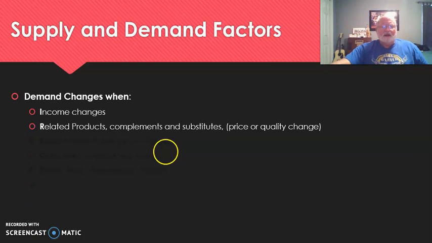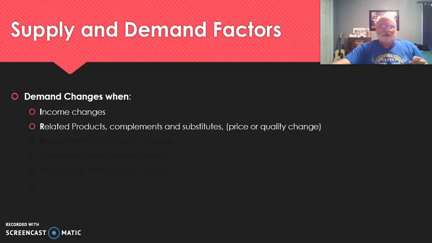Related products, complements and substitutes. I hope you remember what these things are. A complement is something that goes with something, like peanut butter goes with jelly. Chocolate goes with marshmallows. Bicycles go with bicycle helmets. Those are complements. If the price of bicycles goes way up, the demand for bicycle helmets will go down.